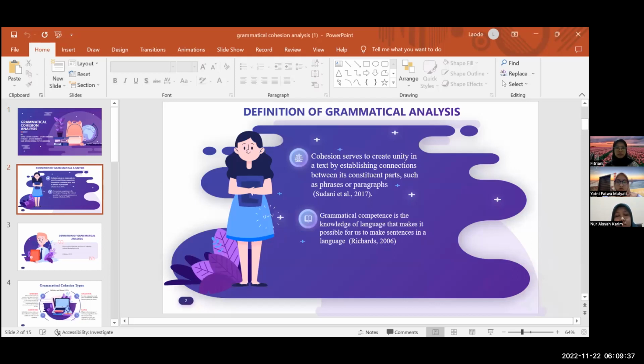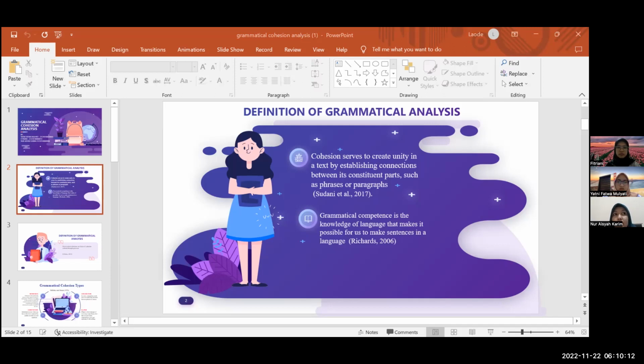Definition of grammatical analysis. The first is cohesion. Cohesion serves to create unity in a text by establishing connections between its constituent parts, such as phrases or paragraphs. According to Sudani et al., 2017, a cohesive device is used to maintain continuity in a conversation or material or a text.